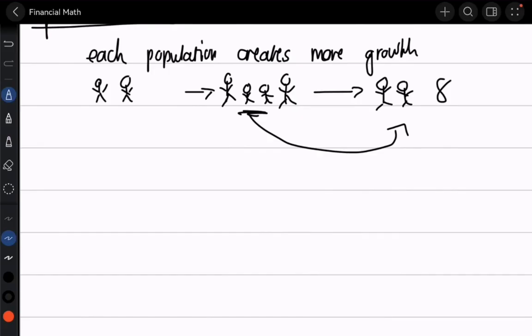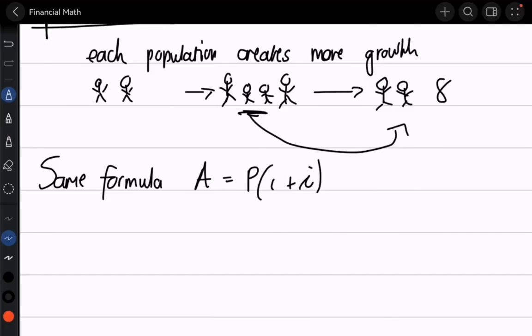This is the same formula as your compound interest. I'm not going to really sit long on it at all. A is equal to P(1 plus i) to the power of n. Same formula as compound interest.